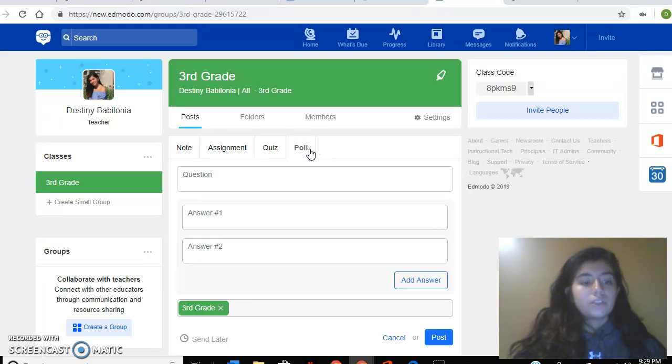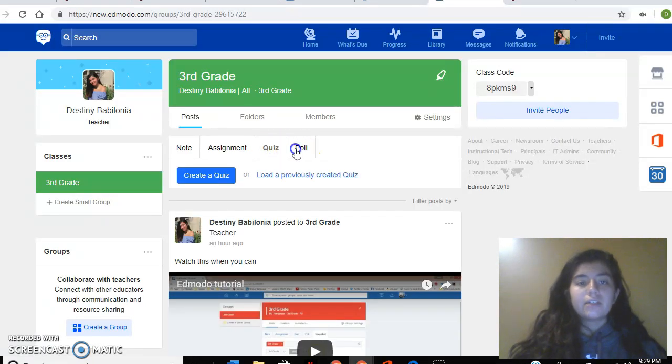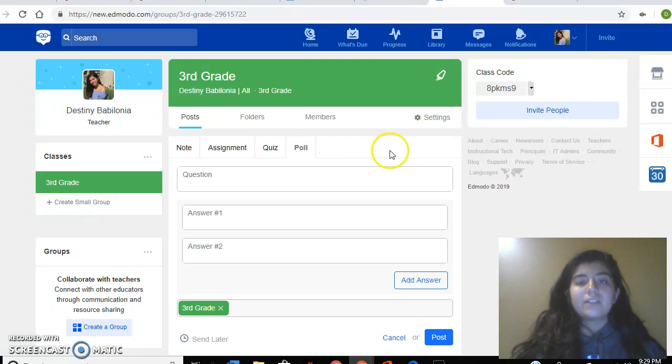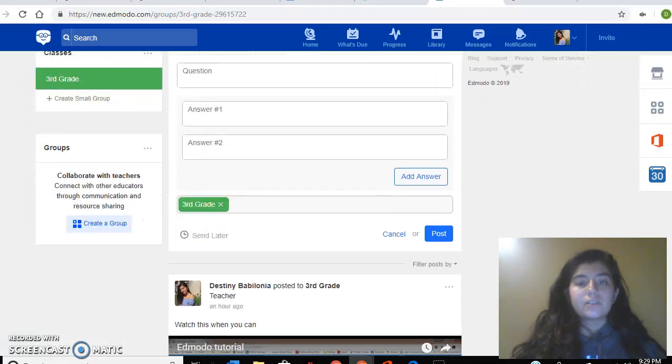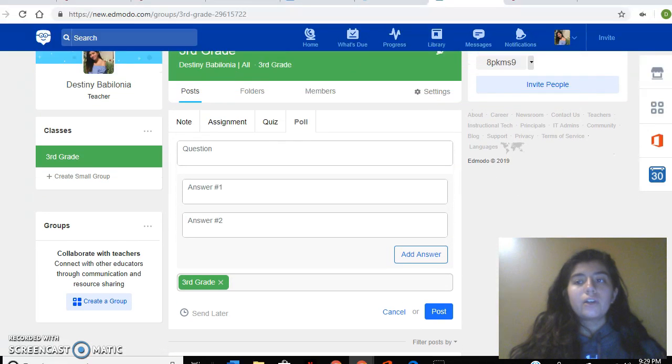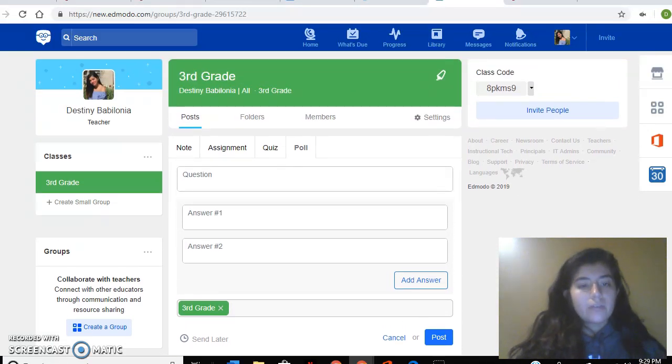as well as polls. So that also ties into the efficiency, and how it ties into efficiency is because it allows for easy access to making quizzes and to having students answer questions as soon as they get onto it. It also sends reminders, so that's actually also very helpful.